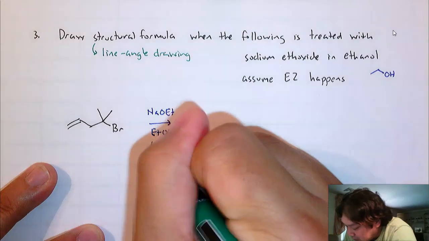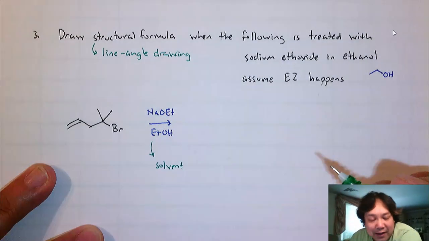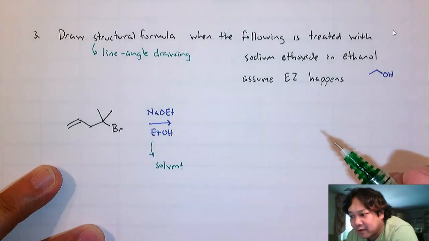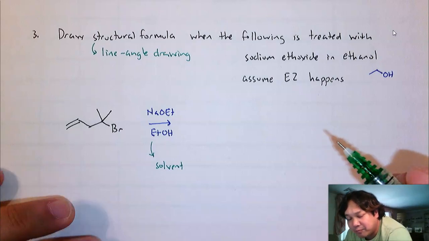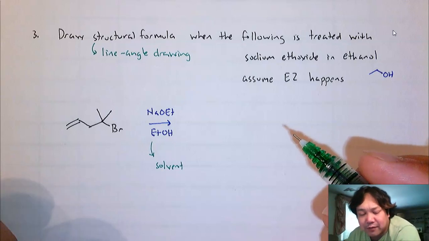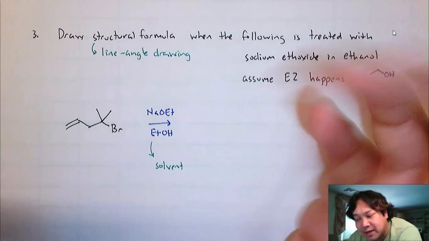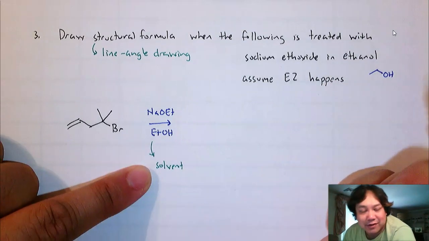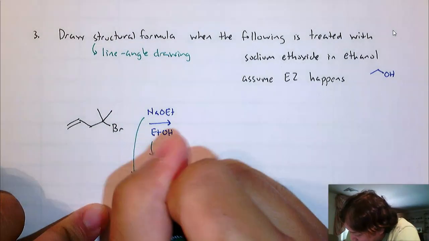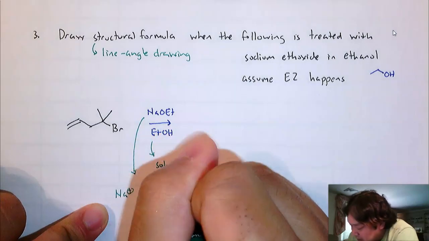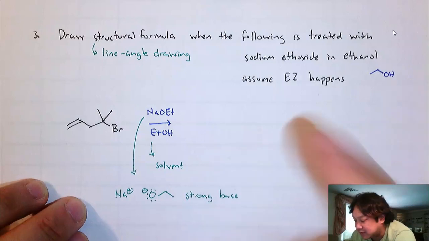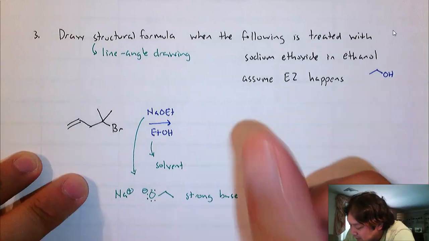For eliminations, the solvent doesn't have that big of an effect in deciding what happens. It's not like substitution where you have polar aprotic versus polar protic to help decide SN1 or SN2. This one, it doesn't really matter. What matters is that you have this NaOEt. It separates, and you have here a strong base. They didn't have to tell us that it's E2. The fact that it's an alkyl halide with a strong base tells me that it's E2.